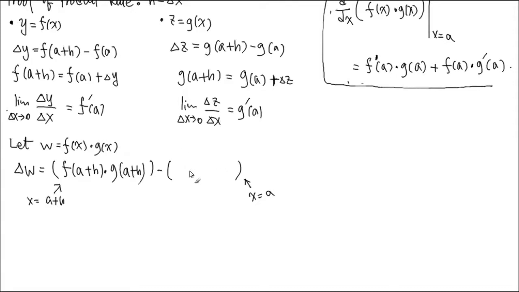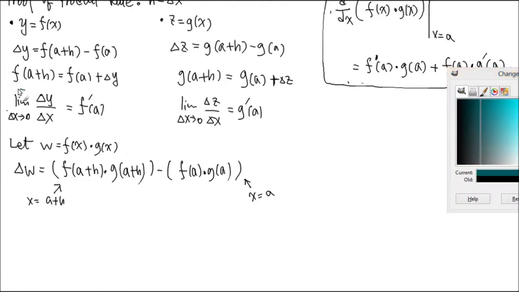So what is it? F of a times g of a. Is that right? Okay. So this is a key part. You write this delta w correctly. Now, what can we do about this f of a plus h and g of a plus h? We analyzed it, right? We analyzed it right up there.